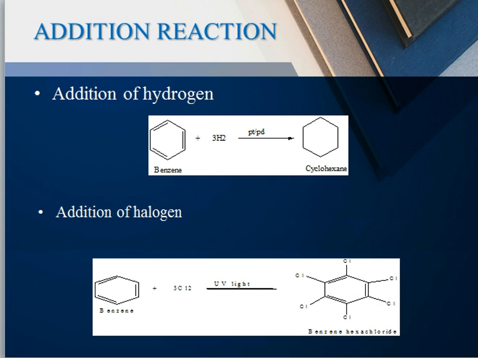So the next addition reaction is with a halogen. The addition of halogen to benzene in the presence of UV light or at a high temperature gives benzene hexachloride. Because this benzene contains 6 carbons, and the 6 chlorines are attached to the 6 carbons by forming covalent bonds, it forms a hexachloride.